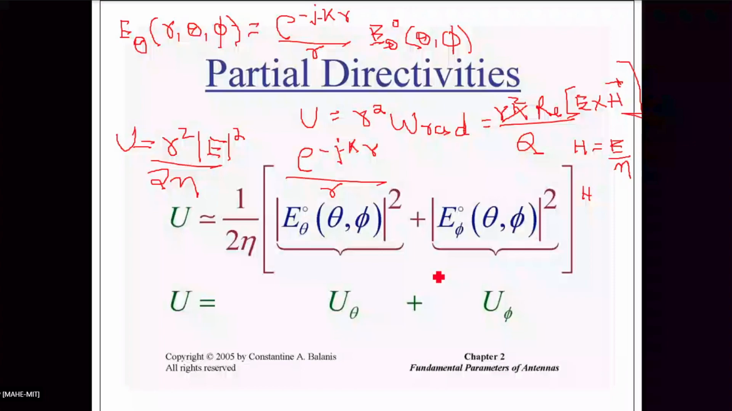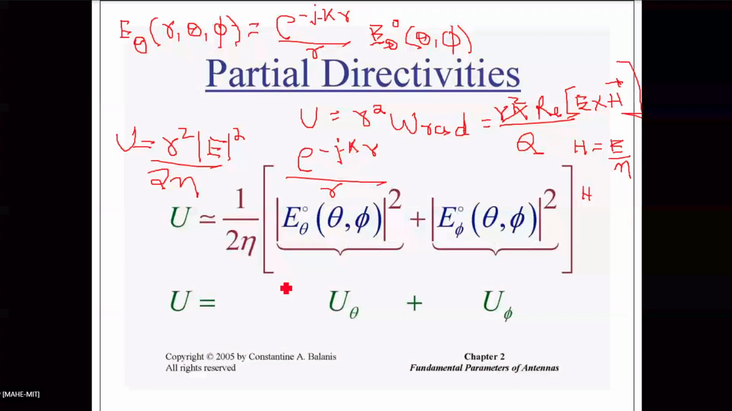So U has two components, U theta and U phi. U theta is the radiation intensity due to the theta component, and U phi is the radiation intensity due to the phi component. The E_r component will be nearly 0 in the far field. I told you, we will see that in one of the chapters when we derive the expression for E. We will see that the E_r component is very close to 0.